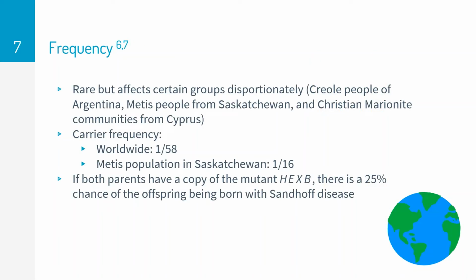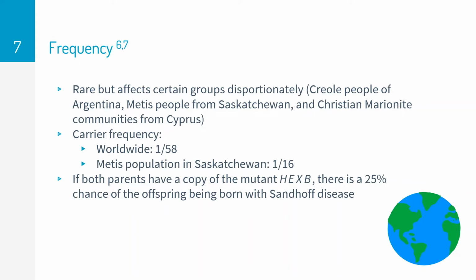Sandhoff disease is rare worldwide, but affects certain groups disproportionately. These groups include the Creole people of northern Argentina, the Métis from Saskatchewan, and Christian Maronite communities from Cyprus. The worldwide carrier frequency for the mutant HexB gene is 1 in 58, but for the Métis population in Saskatchewan, the frequency is 1 in 16.